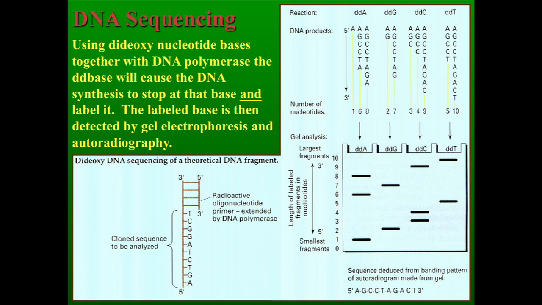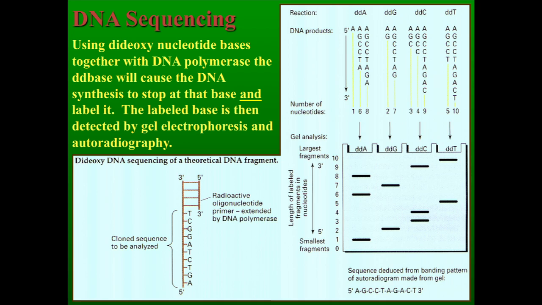Therefore, if I run this reaction all at the same time, I'm going to generate all these different lengths. Now I run them out on a gel, I put a radioactive detection film over it and expose it, as shown in the results on the right-hand side of this slide. So you read this gel backwards. So look at A should go in here, G should go in here, C should go in here.